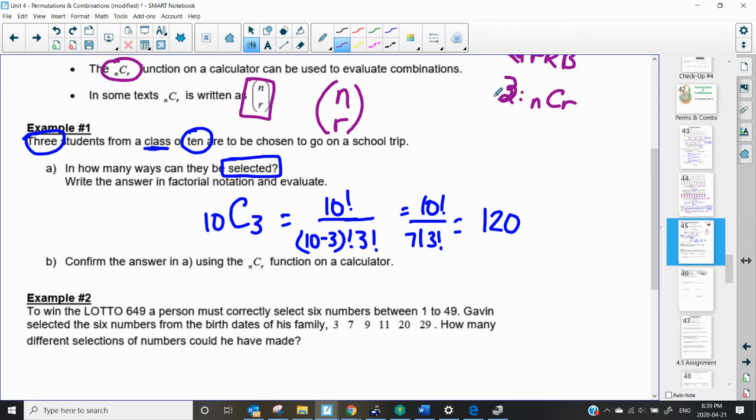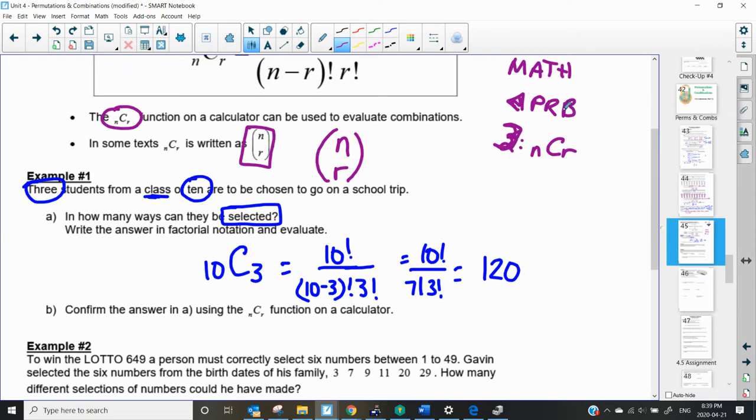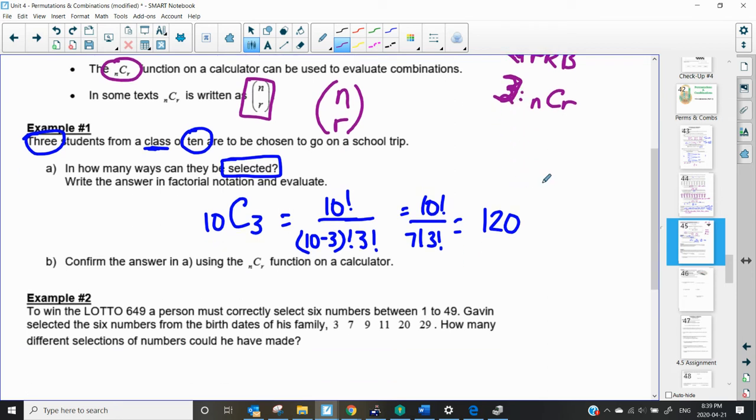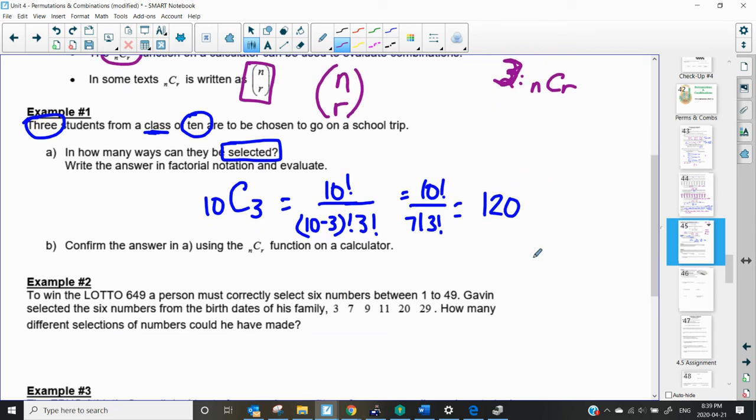Stay tuned. All right, so I'll change that back to a 3 there. So it was math back to PRB and then 3 for nCr. So again, if we're putting 10 choose 3 into our calculator, we're going to get 120.